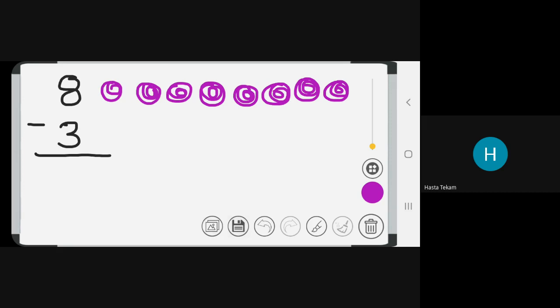Now tell me, Virat. Count how many circles there are. 1, 2, 3, 4, 5, 6, 7, 8. How many will we cut? Look here. What number is below the 8? 3. So we will cut 3 only. 1, 2, 3. Now count the remaining: 1, 2, 3, 4, 5. How many? 5. Yes, good boy.